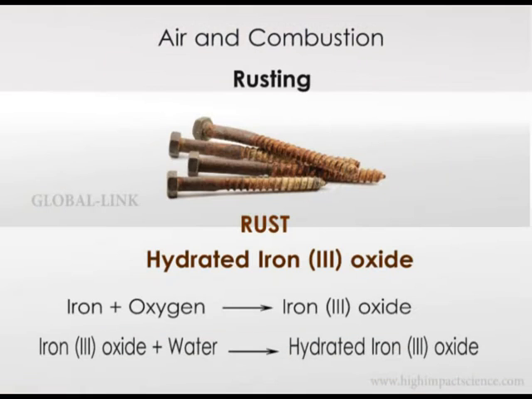So chemically, rust is hydrated iron 3 oxide. It occurs due to reaction of iron and oxygen in the presence of moisture.